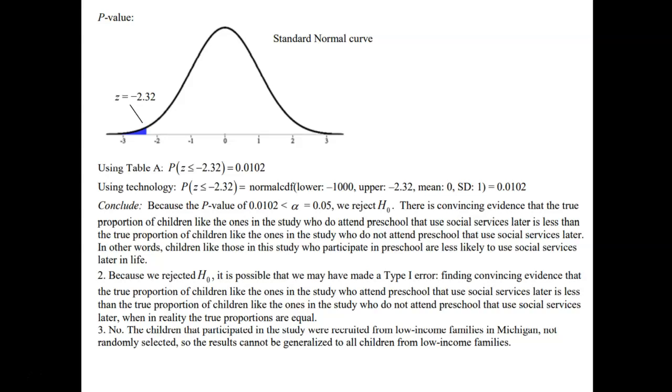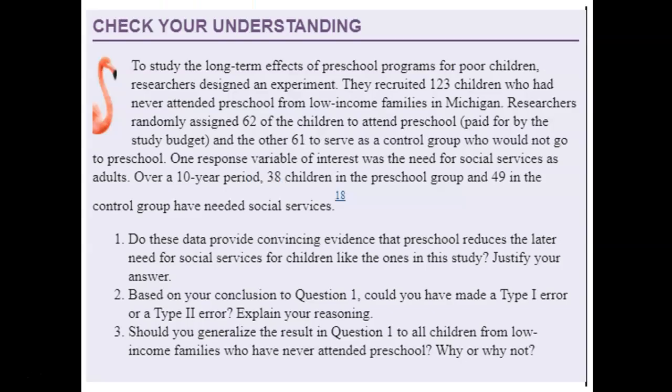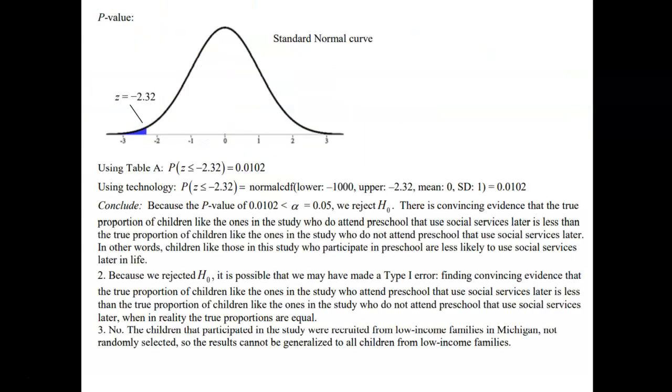So, was that a risky error because of the way the experiment was designed, as opposed to a type 2 error? Should you have changed the way you've done your test of significance based on those two? You would have to think about that. And should you generalize the result in question one to all children from low income families who have never attended preschool? So, no. That was a quick no.